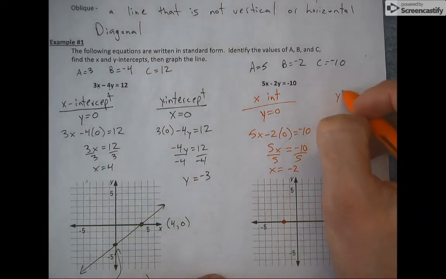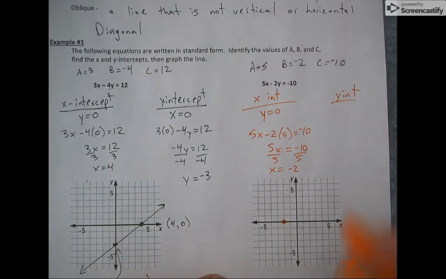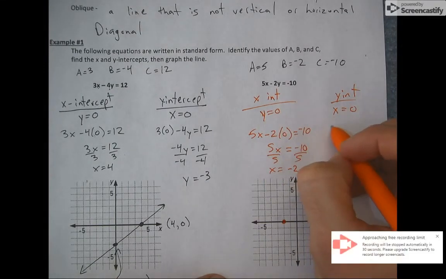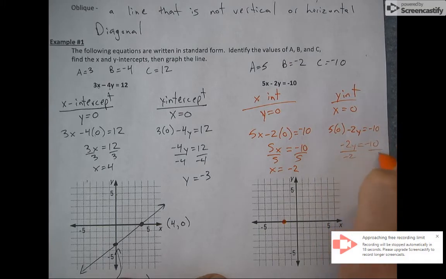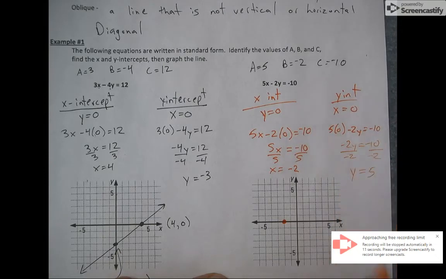And my y-intercept, where this is going to hit the y-axis, all I got to do is find out when x equals 0. So plugging that in, 5 times 0 for x minus 2y. So that clears out. You have negative 2y. You're going to divide by negative 2. And a negative divided by a negative gives you a positive. So y equals 5.